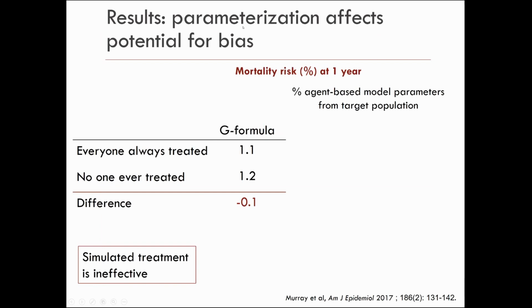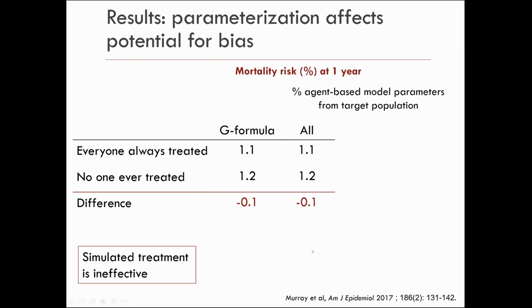Okay, so what do we get? Here I've simulated data where I know what the true value is, and I know that the true value is that this is an ineffective treatment. That's just so that it's easy to see the bias. If we simulate a beneficial or a harmful treatment, we still find bias, but it's a little bit harder to read. So if we look at what we would expect to happen if everyone were always treated versus if no one were ever treated, the difference is pretty close to nothing in the G formula. If we increased our sample size for the simulation, this would basically go away.